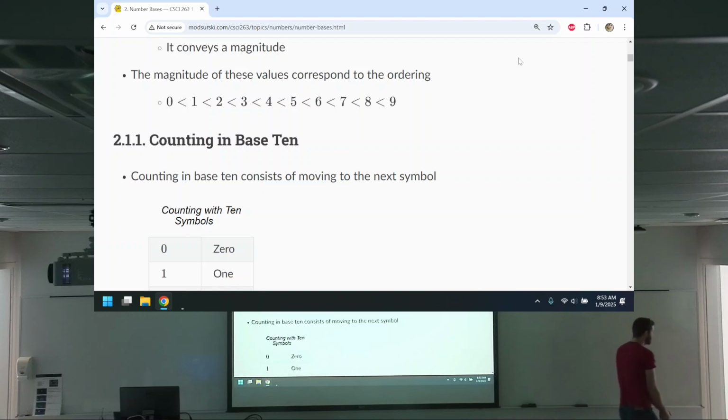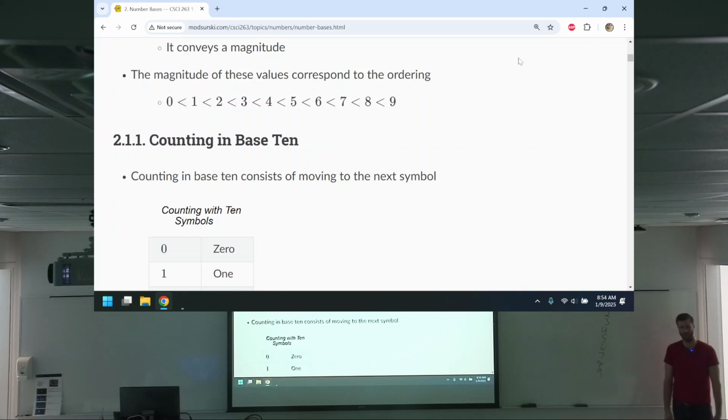For those of you that have had me before, you've probably seen me do this. Let's start counting in base 10. We have 10 different symbols. Where do we start? Let's start at 0. What comes after 0? 1. What comes after 1? Then what? And 3 means 3, right? 4, 5, 6, 7, 8, 9. And like 8 means 8, 9 means 9.